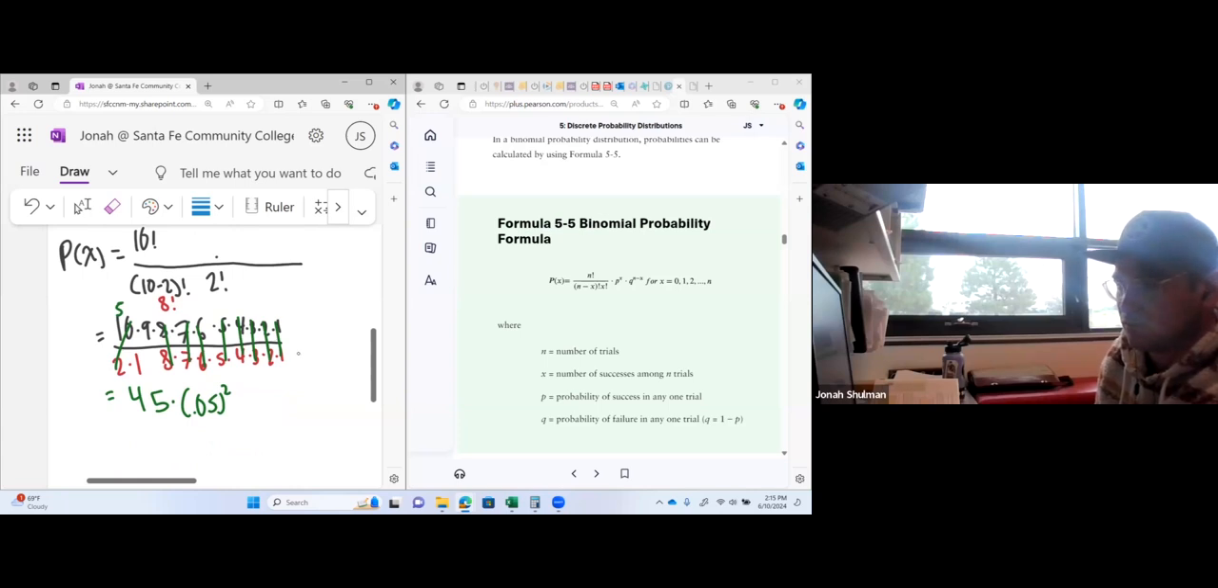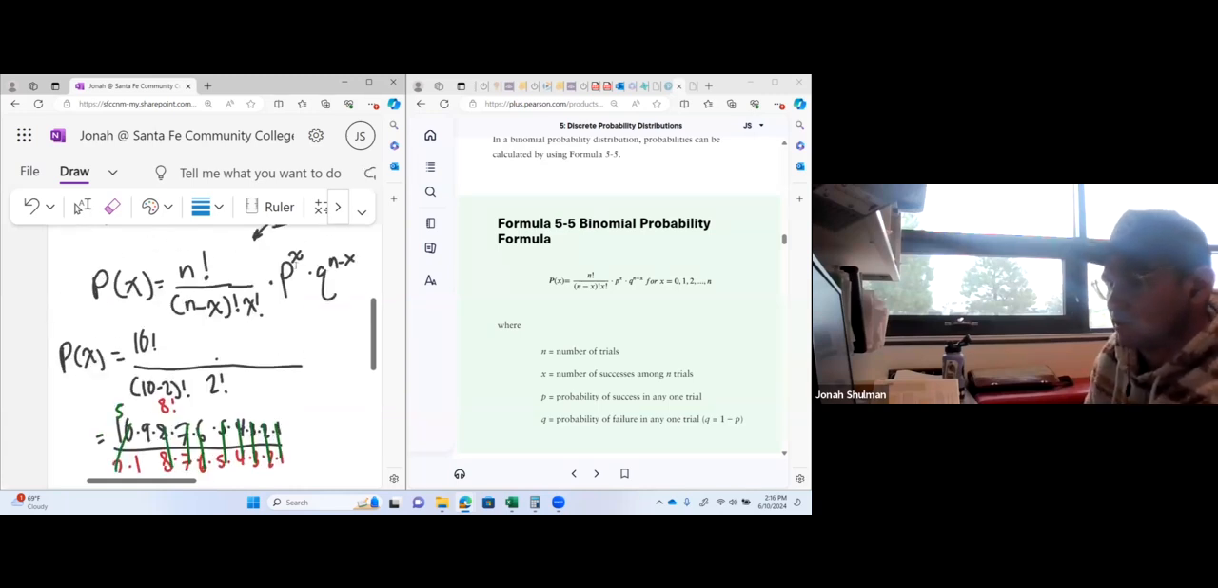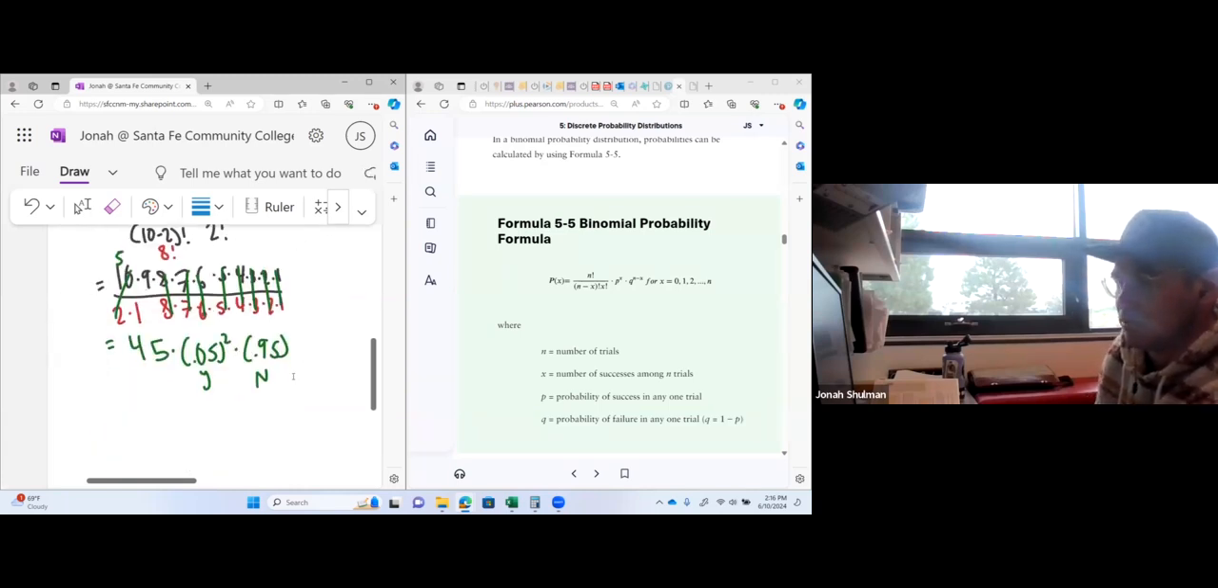And so 0.05 is our yes, or what we want. 0.95 is our no, what we don't want. And so if we have 2 that we want out of 10, how many do we not want? 8. And this is going to give us our probability.